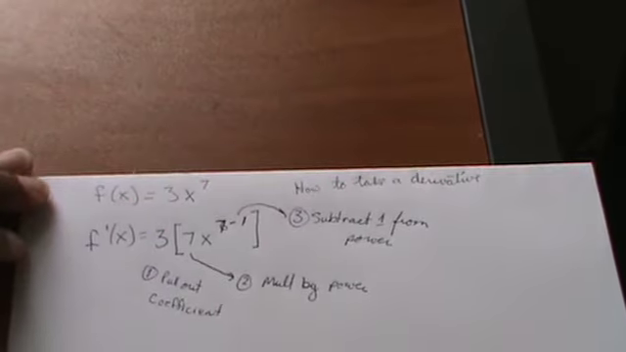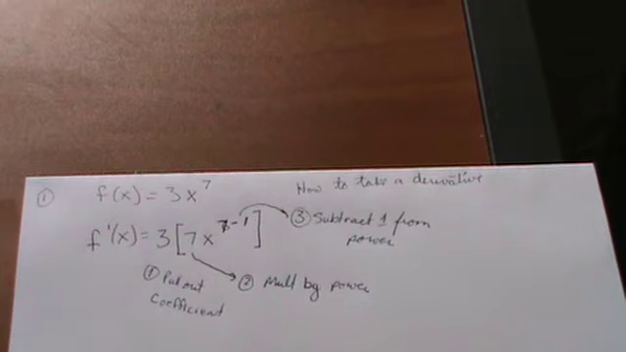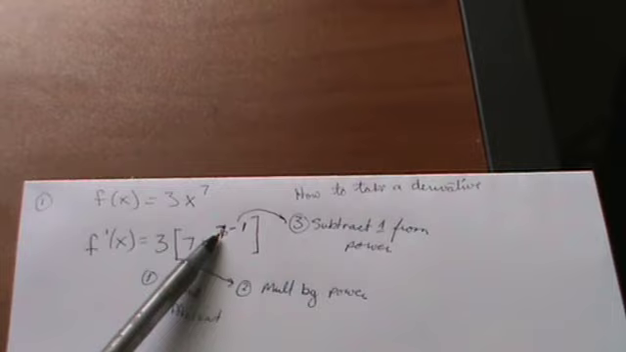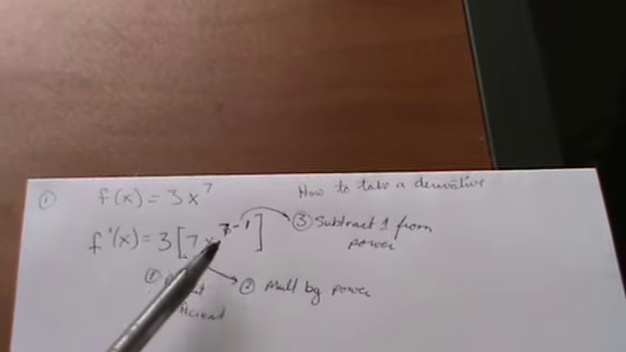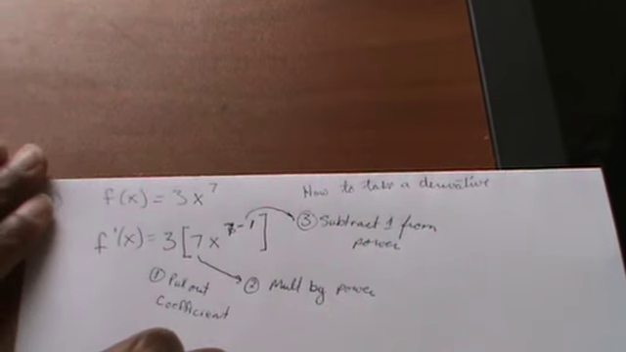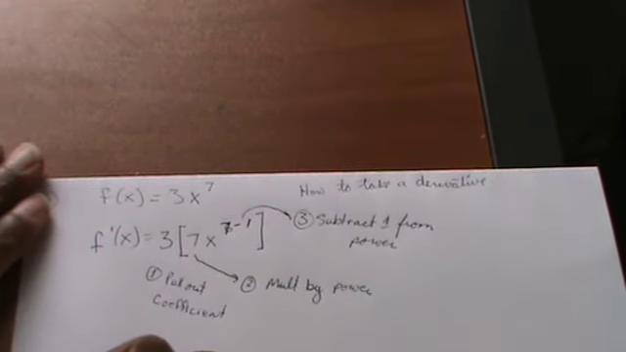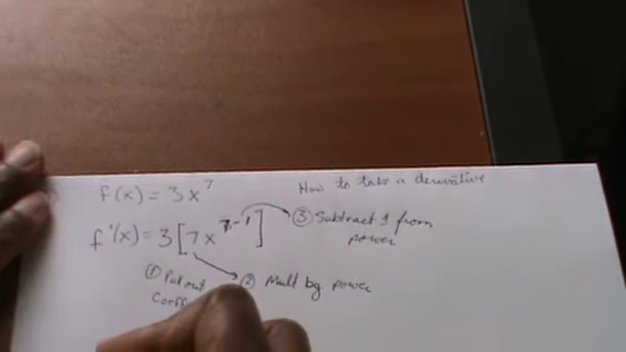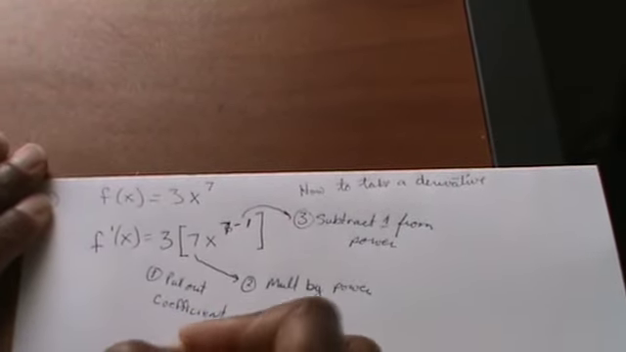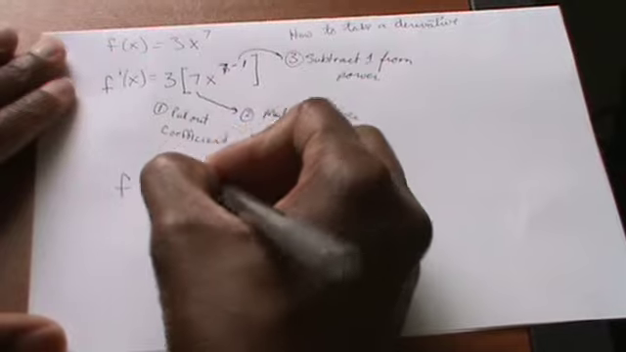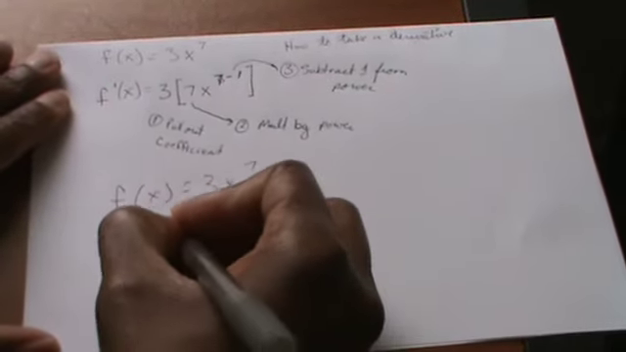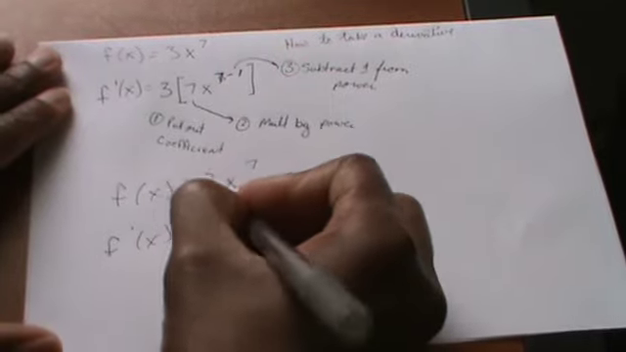So the main part about this derivative is to multiply by the power and then subtract 1 from the power. That deals with the x. So that's what I'm going to focus on. If we were to simplify this, then if we start off with f of x equals 3x to the 7th power, then its derivative, f prime of x, would equal 21x to the 6th power.